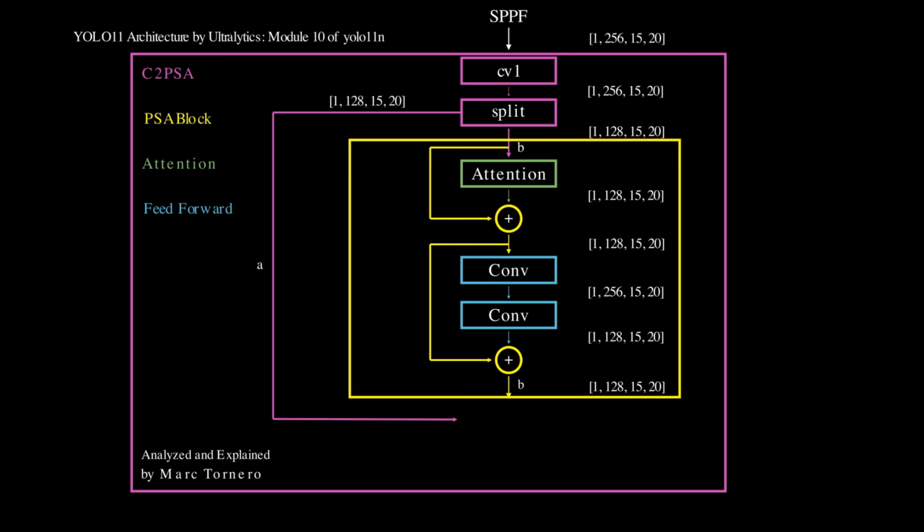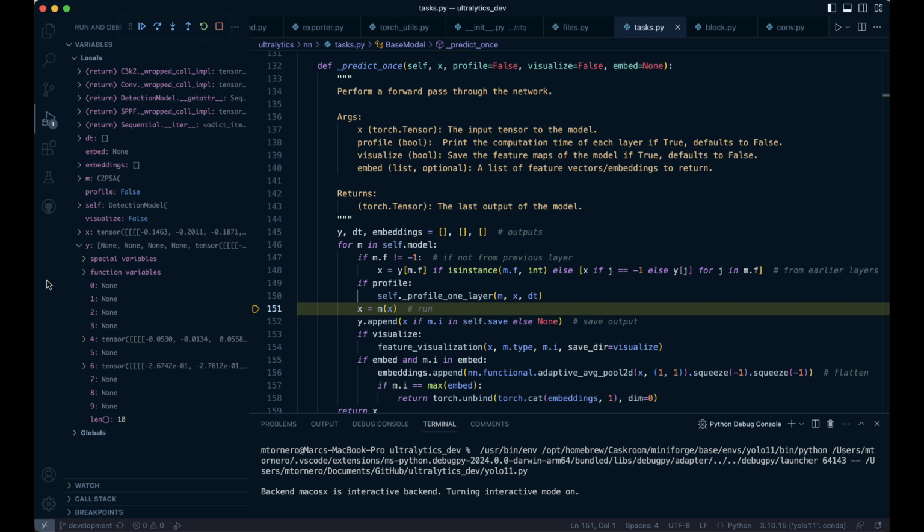Returning to the PSA block, we now concatenate the earlier stored tensor A with the processed tensor B. Finally, we apply CV2, another one-by-one convolution operation, which preserves the tensor shape. This marks the end of the C2PSA module, with the output tensor shape matching the input. Let's run the code now.